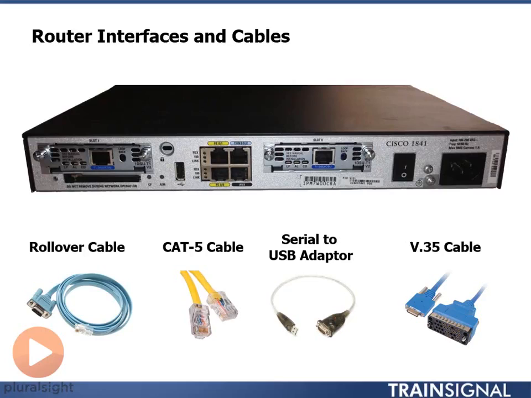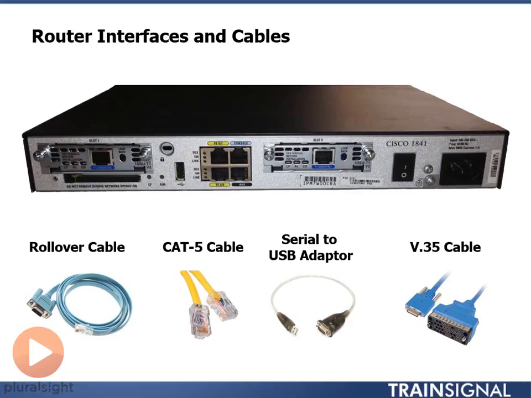Now that last cable there is the V.35 cable. This is used for connections that are like T1 connections, T3 connections. This V.35 cable is an old school serial cable for high-speed serial networks. When do we use that cable? Well, if we have a high-speed serial network like a T1, T1s operate at 1.5 megabits per second.